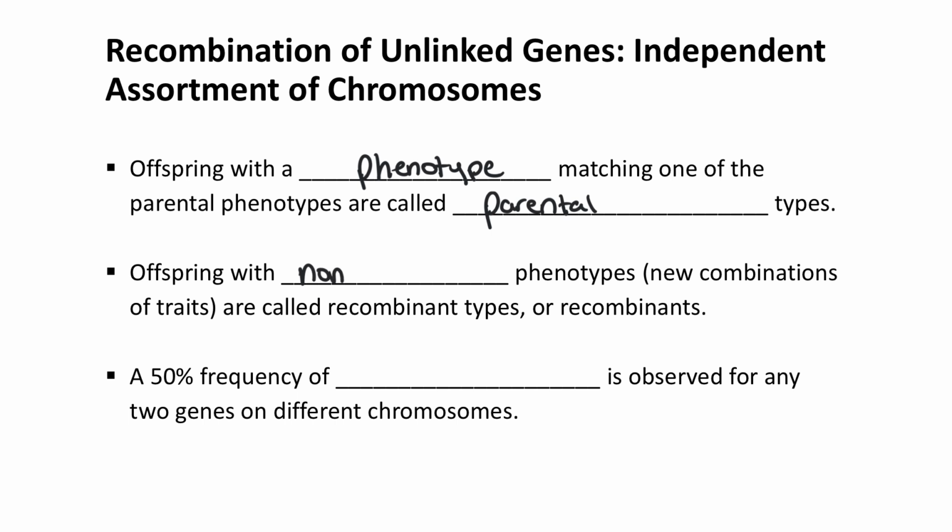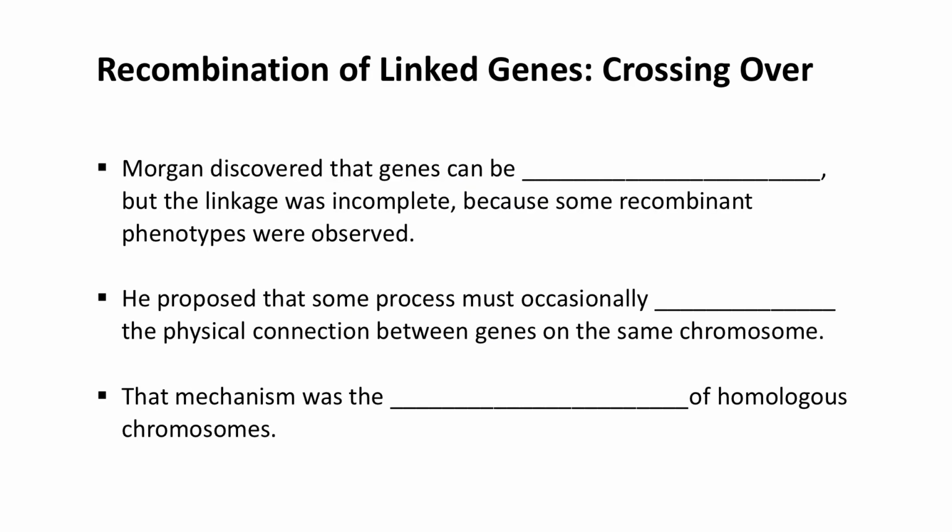Offspring with non-parental phenotypes or new combinations of traits are called recombinant types or recombinants. A 50% frequency of recombination is observed for any 2 genes on different chromosomes. Morgan discovered that genes can be linked, but that the linkage was incomplete because some recombinant phenotypes were observed. He proposed that some process must occasionally break the physical connection between genes on the same chromosome.